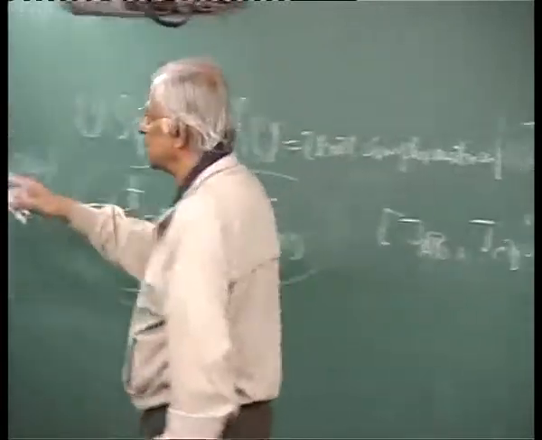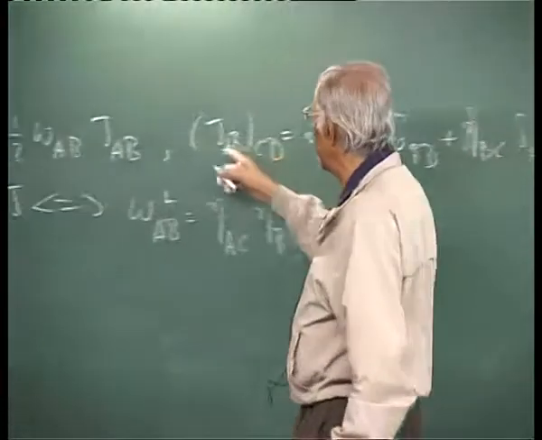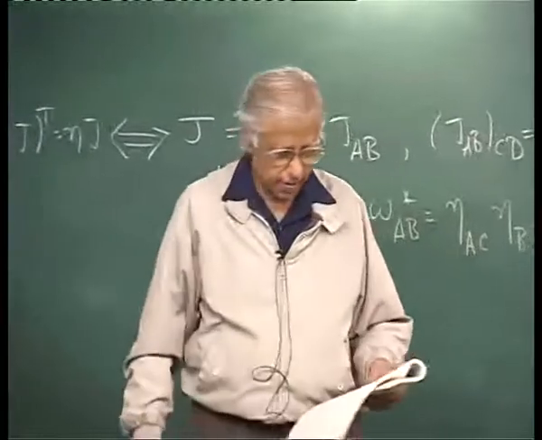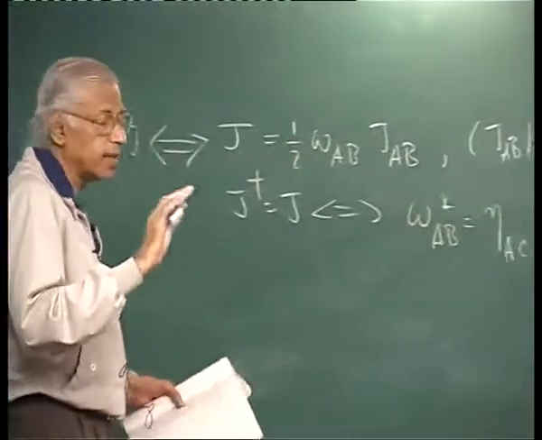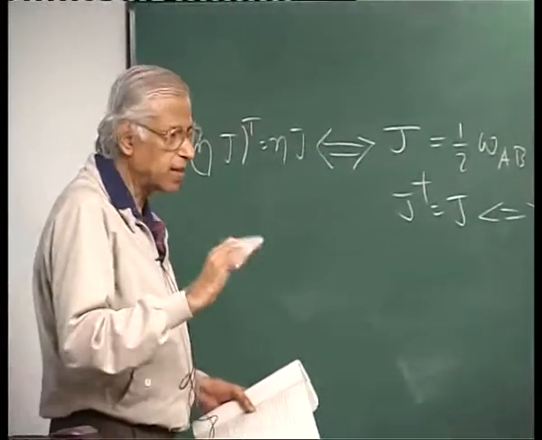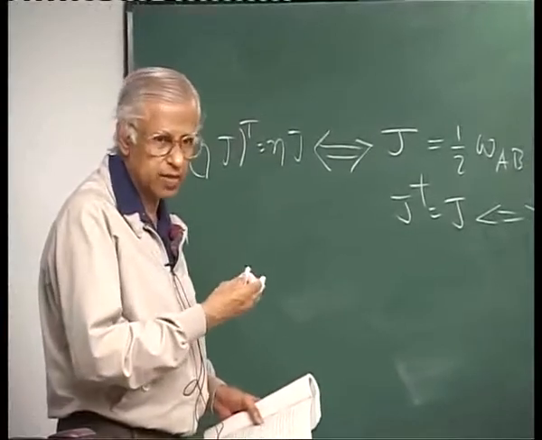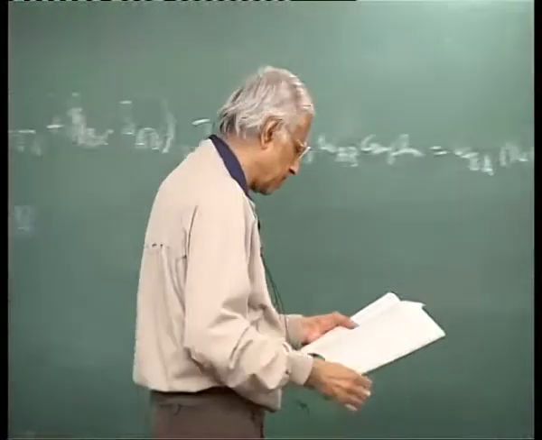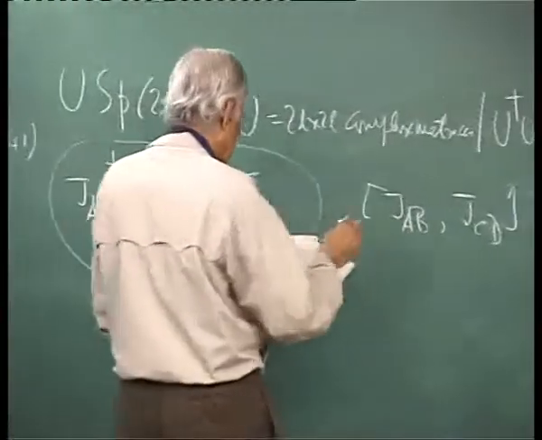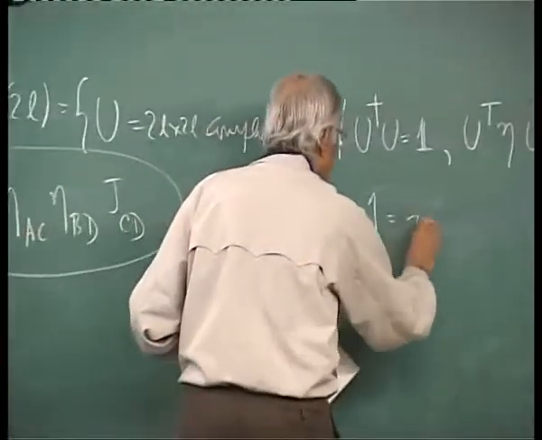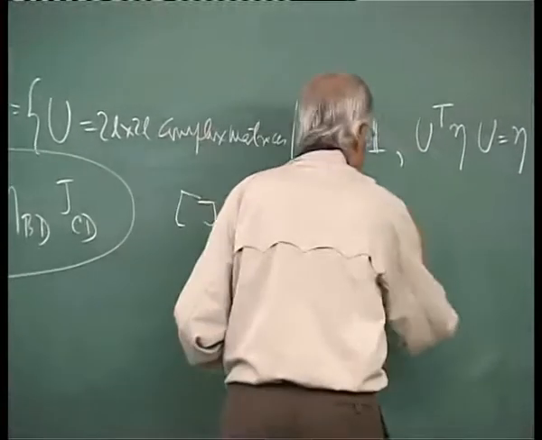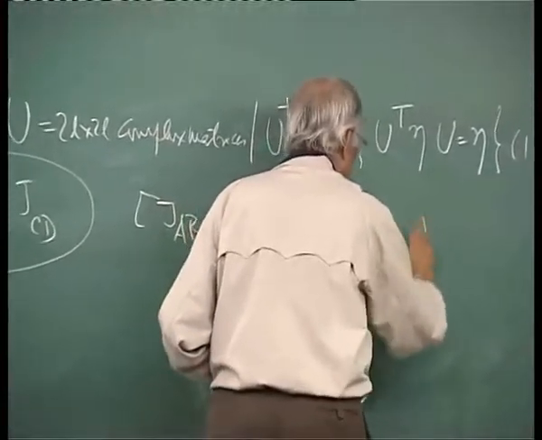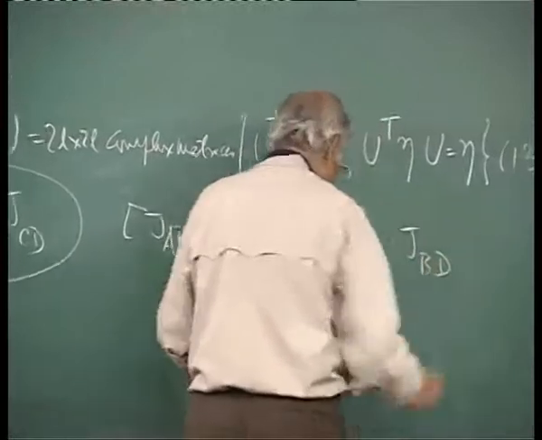You can take two of these matrices, JAB and JCD. So please remember, they are not Hermitian. They are not the basis for the real Lie algebra of this group. We still have work to do to arrive at a real set, a Hermitian set of generators. But there is no harm in calculating now itself what the commutation relations are.